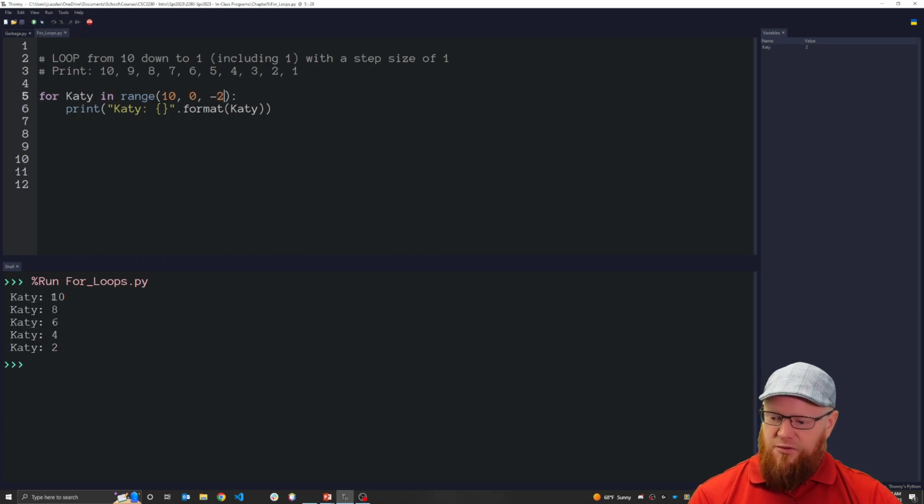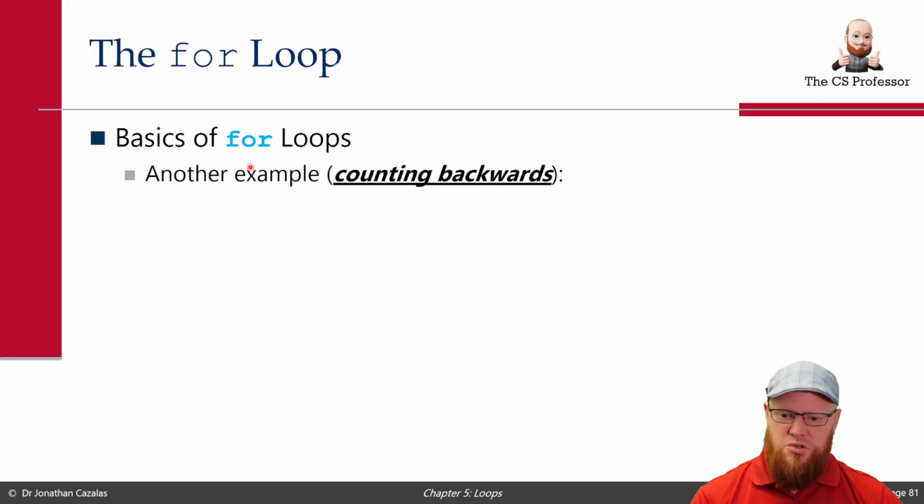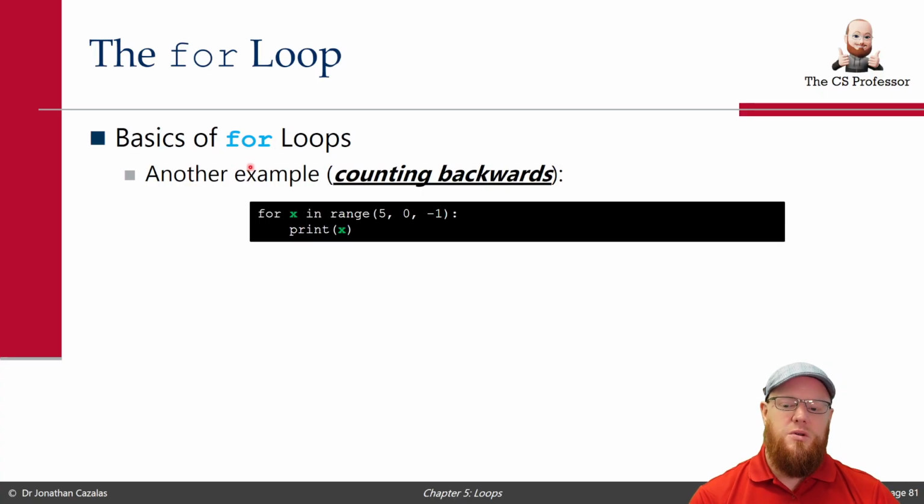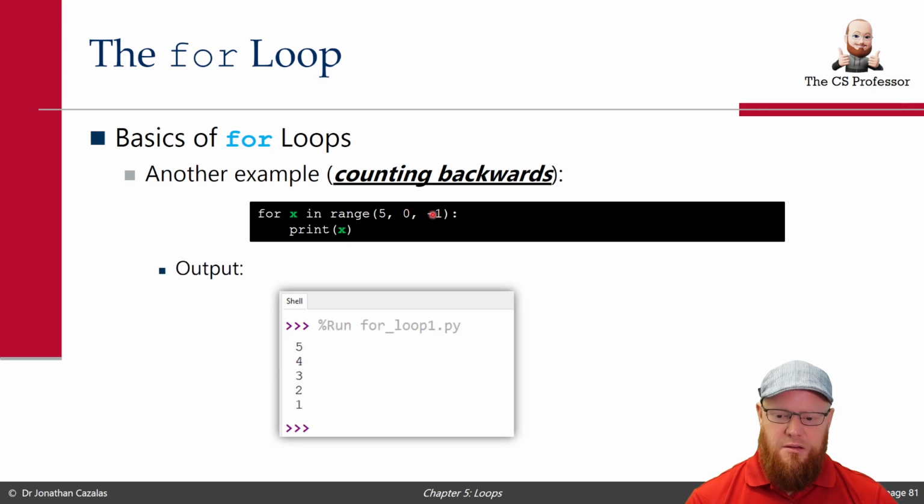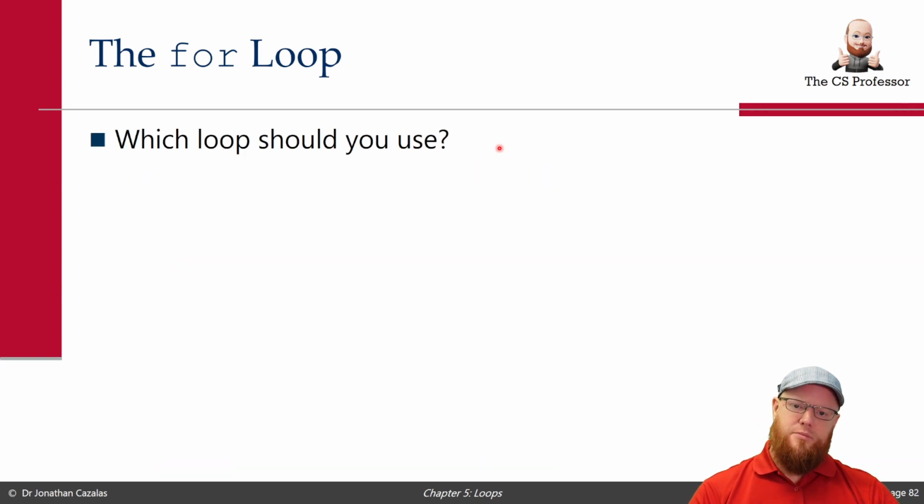What if we had a step size of -2? This will bring us from 10 to 8 to 6 to 4, all the way down to 2. So that's how you count backwards, where the initial value is that larger number. The ending value should be, of course, smaller, and the step size is going to be negative. So from 5 down to 0, but of course not including 0, with a step size of -1, that's the output that we would get.